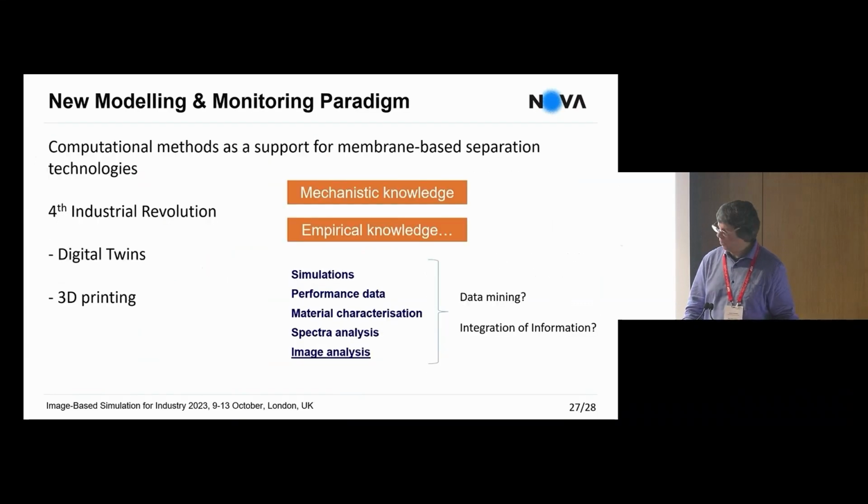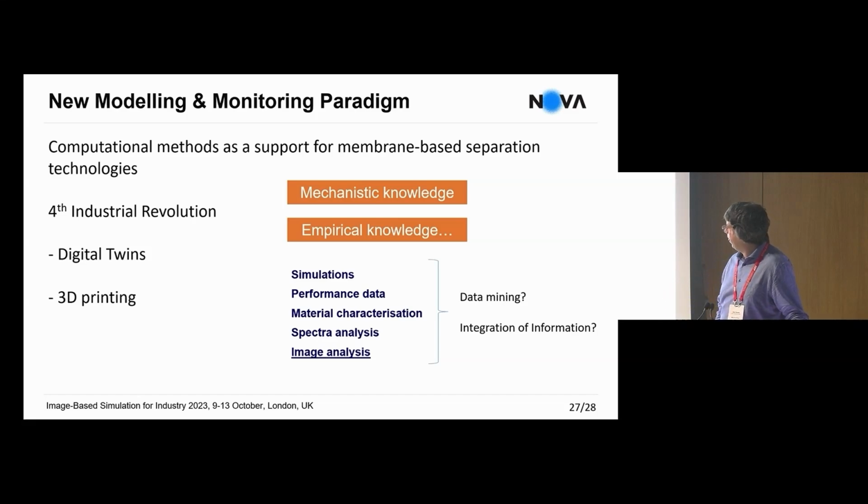So to finish, just to resume, we develop a lot of computational methods as a support for membrane-based technologies. We focus a lot on the fourth industrial revolution, so on the use of digital twins. We also use 3D printers, to print the medical device, but also to print the flow electrode compartment, print the stacks. And I think there are a lot of questions now on how to integrate all of this knowledge into a useful output. So we are interested in membrane processes, we are interested in fouling.